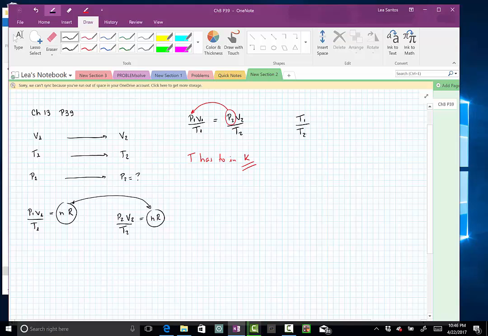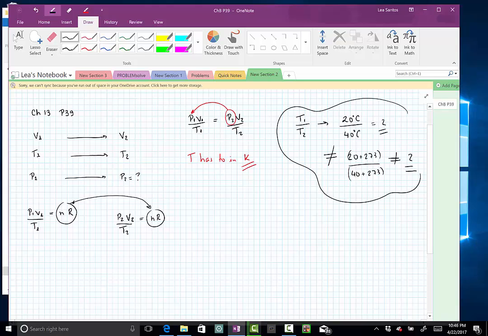Pick two arbitrary temperatures and write them, for example, in Celsius. Let me suppose that my initial temperature is 20 Celsius and the final temperature is 40 Celsius. This gives us 2. You will see that this is very different from 20 plus 273 divided by 40 plus 273. This is not going to be equal to 2. So when you're writing the temperatures, you have to write them in Kelvin. Let's write this in big capital letters: you have to put it in Kelvin. And that's it. That's how you solve this problem.